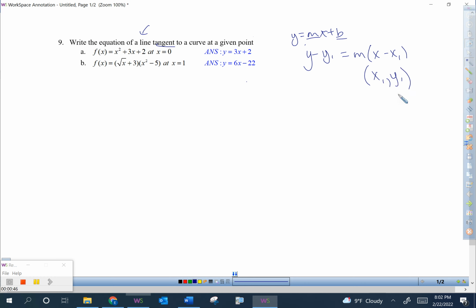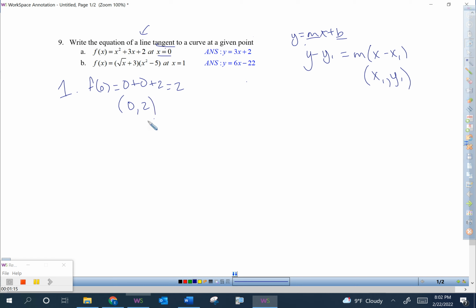Okay, so what we're going to do first of all is talk about this ordered pair. They're going to give you usually just the x value of that ordered pair, and what we're going to do in the first step is find the y value of that ordered pair. So you're just subbing in for the value they give you. Okay, so 0 squared is 0, 3 times 0 is 0, and plus 2 gives you 2. So your ordered pair that we're working with for this problem is (0, 2).